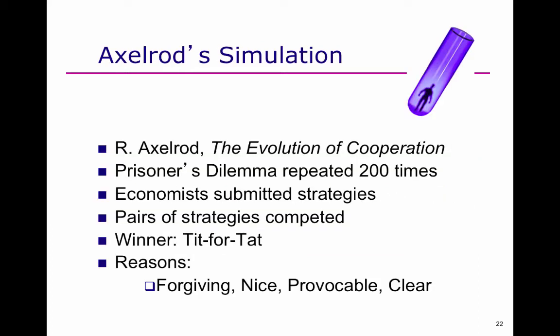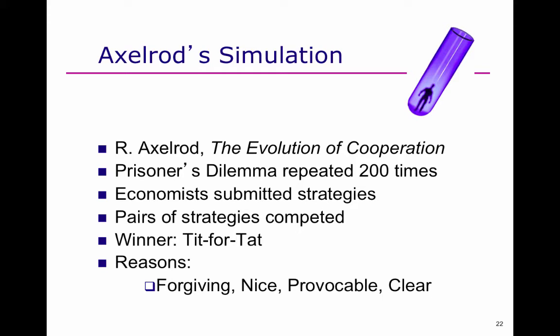Robert Axelrod, famous for a text known as The Evolution of Cooperation, set up an experiment where he had prisoner's dilemma games repeated 200 times. Each player would play 200 times against a variety of other players. Economists and mathematicians and game theorists submitted their various strategies. And then there was pairwise competition of these strategies. The winner from the experiment was tit for tat.